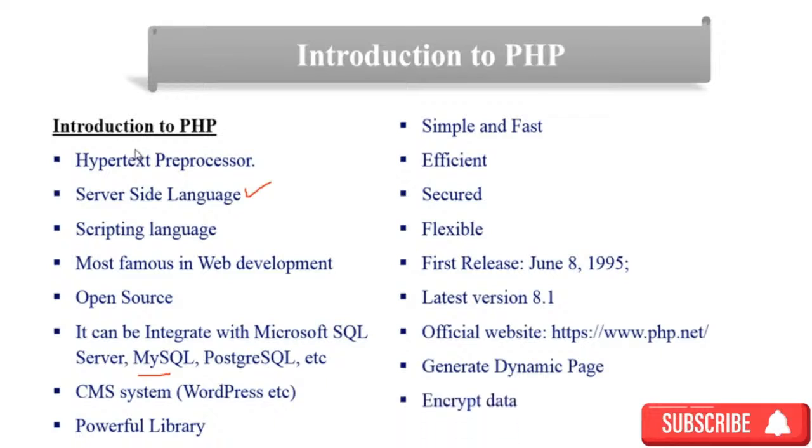Another is encryption of data. We can encrypt data to make it secure. Another is use in advanced technologies like artificial intelligence. Artificial intelligence is trending, and you can work with AI as an advanced technology, because PHP has powerful libraries to work with advanced technology like artificial intelligence.